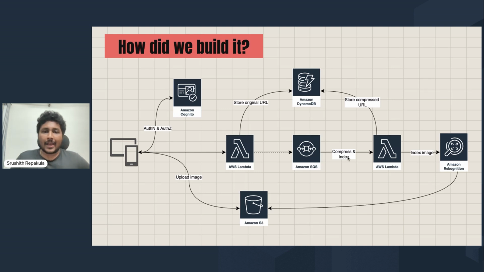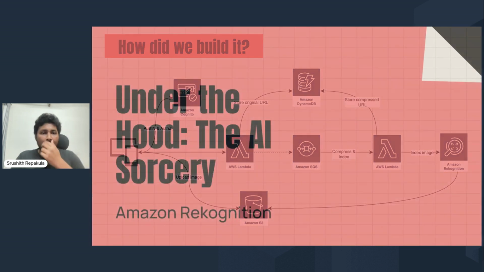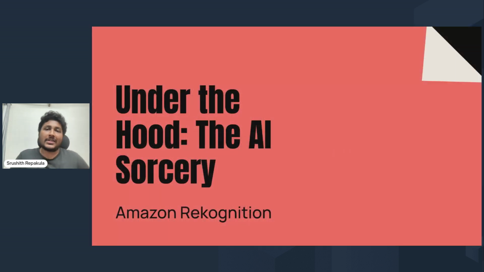Now, I hope you all understood the various components of the architecture. We will, of course, be talking in depth about the Amazon Rekognition indexing part as well. So this is the organizer-facing side of things when an image is uploaded into the application. Now, under the hood, what is the crux or the hero of our application? It is Amazon Rekognition.